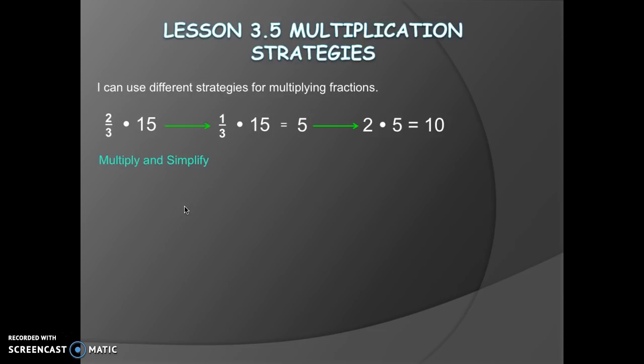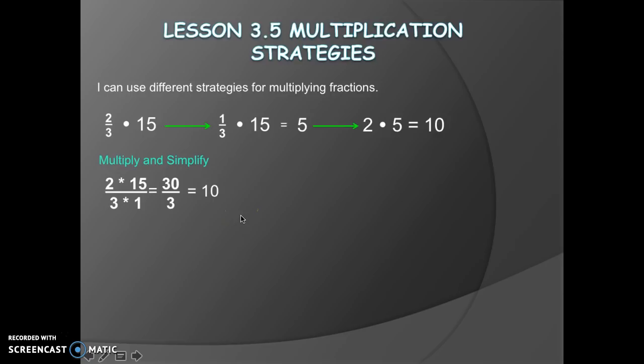Another way is to multiply and then simplify. So if I multiply my numerators and multiply my denominators, remember that 15 is the same as 15 over 1. That's why it's written like this. So 2 times 15 is 30. 3 times 1 is 3. And then if we simplify 30 divided by 3, or 30 thirds, 3 goes into 30 10 times. So we get the same answer. So that's simply multiplying across the top, multiplying across the bottom, and then simplifying.